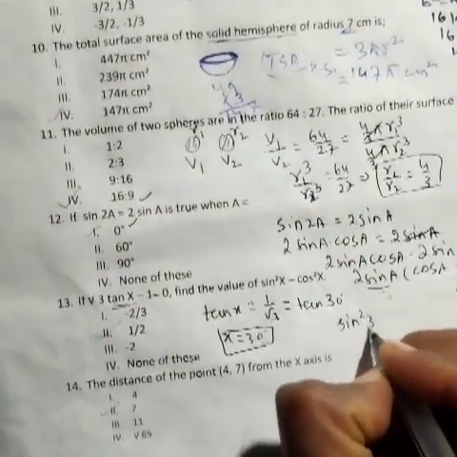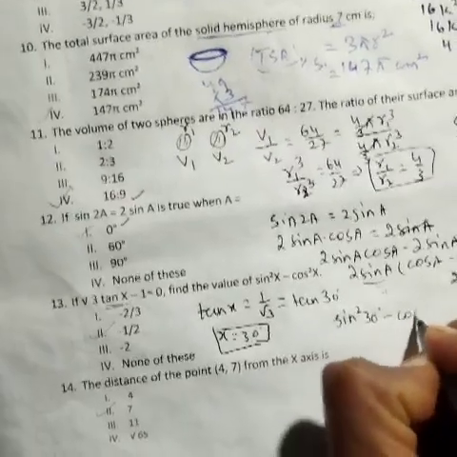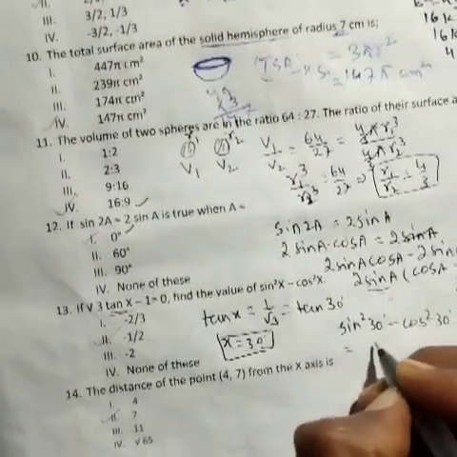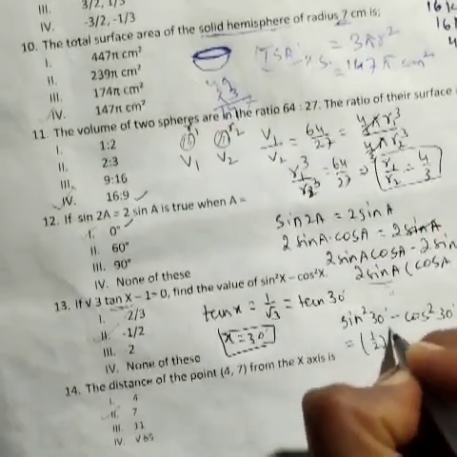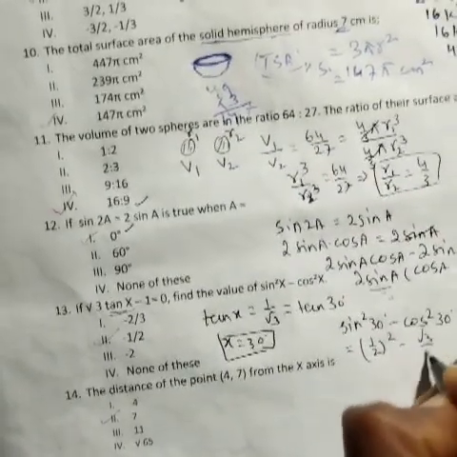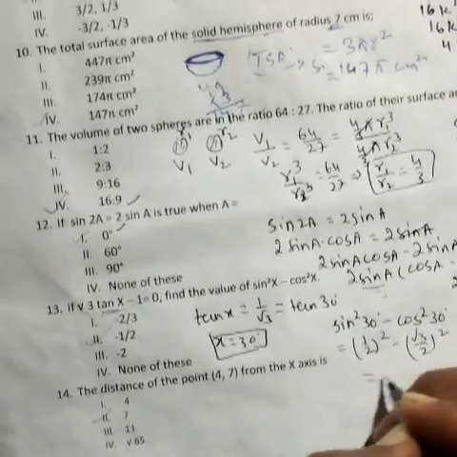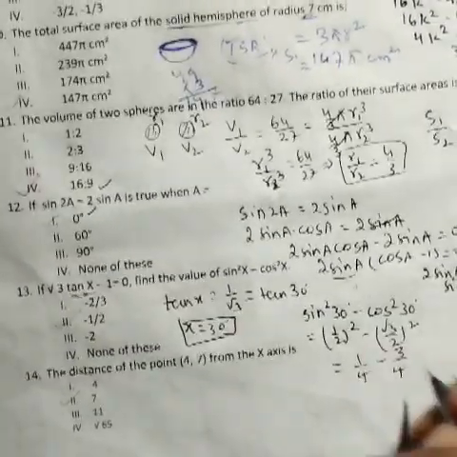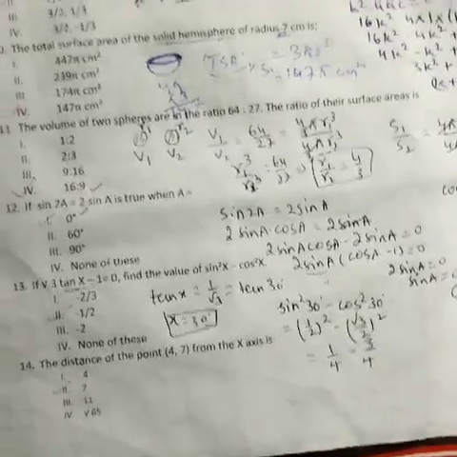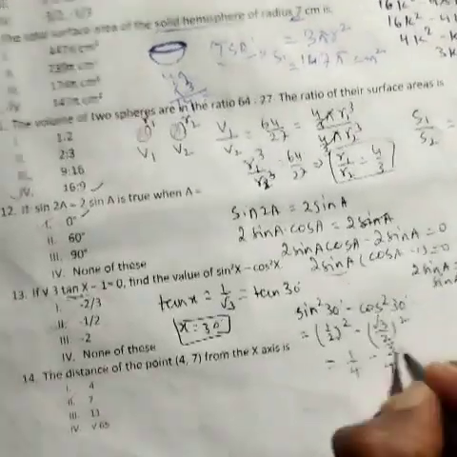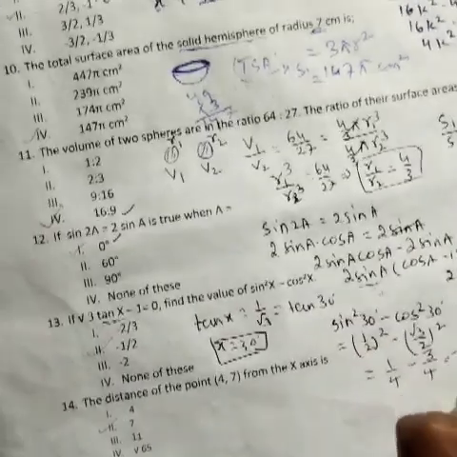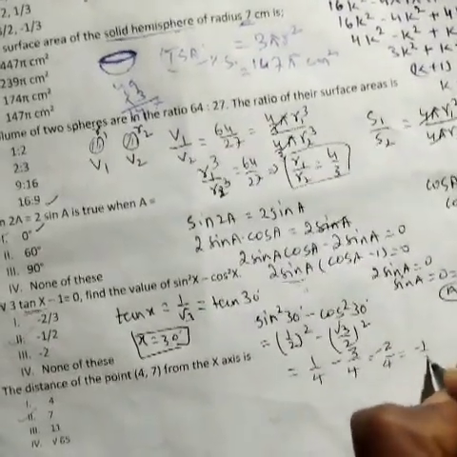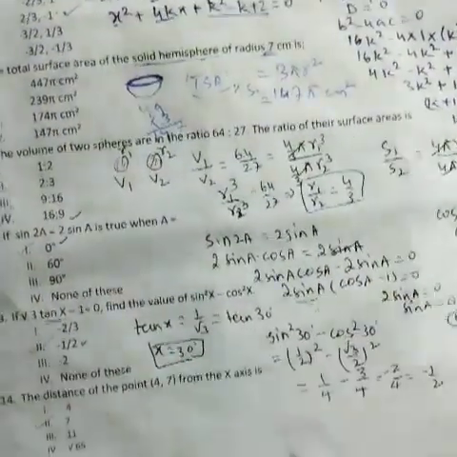Sin square 30 degree minus cos square 30 degree. Okay, it means that sin 30 is 1/2, whole square, minus cos 30 is √3/2, whole square, and it remains 1/4 minus 3/4. It means denominators are the same, the numerators get subtracted directly and it will be minus 2/4, and that will be equal to minus 1/2. Minus 1/2 is the answer.